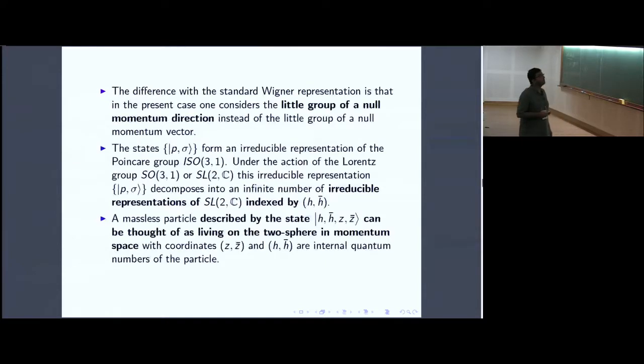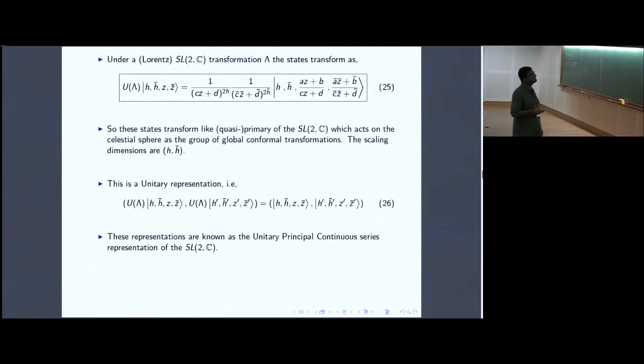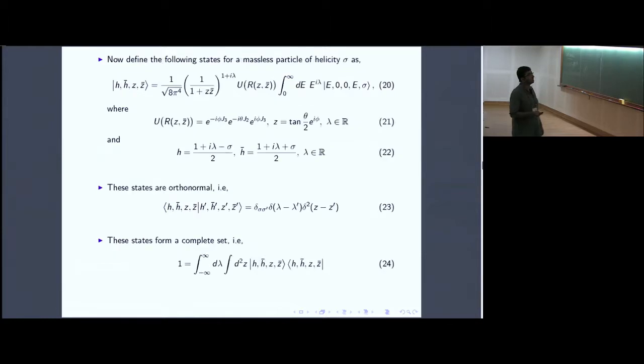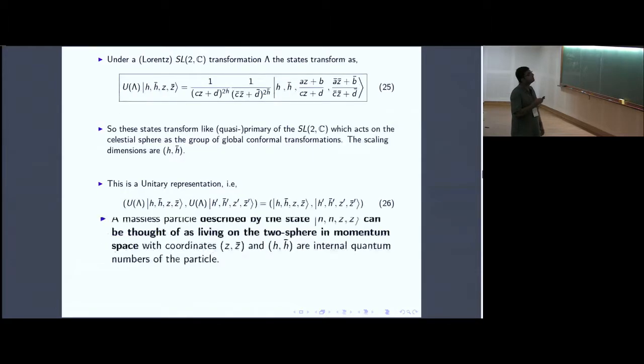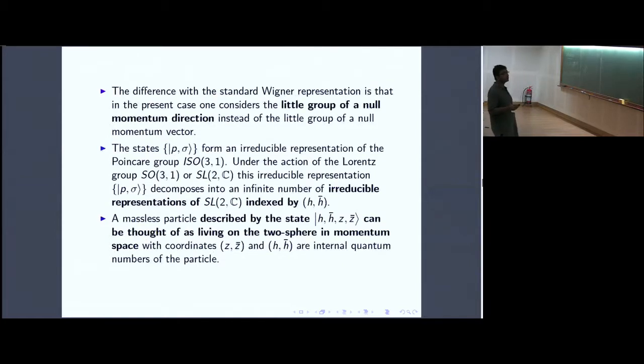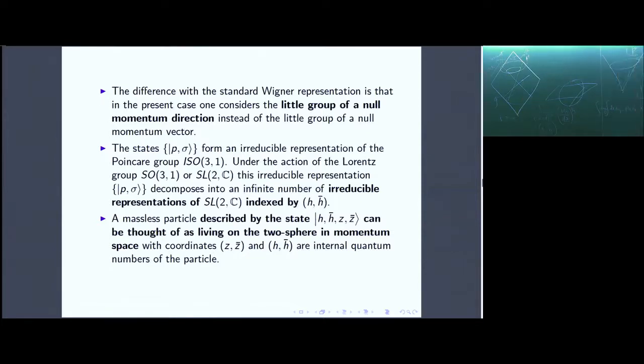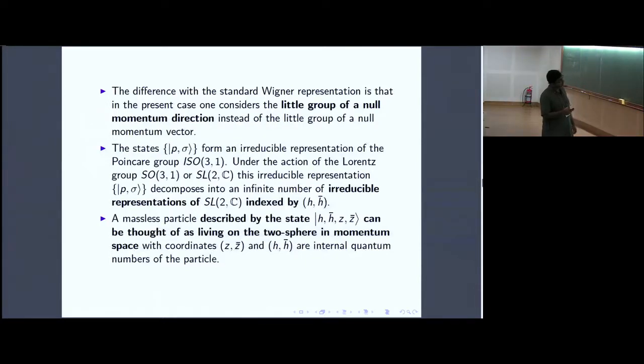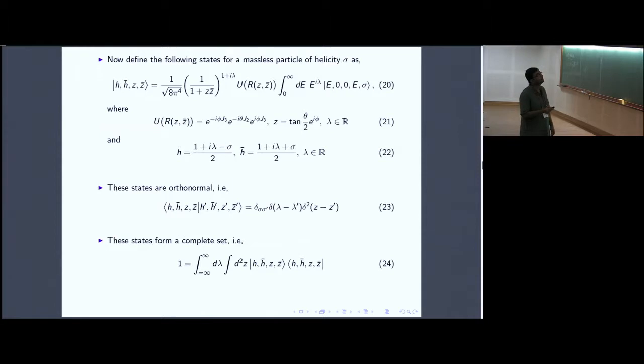So now, what is happening here? Let me just give you a brief on this. The difference with the standard Wigner representation is that in this case, when you have these states as the basis vectors in the P space, one considers the little group of a null momentum direction, which is actually given by this thing. But instead of the little group of a null momentum vector, and that is actually clear from here because this E has been integrated out.